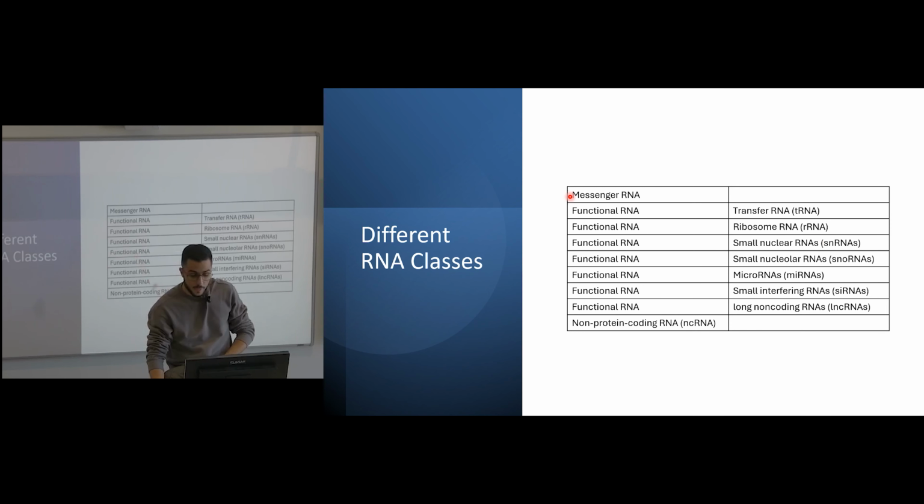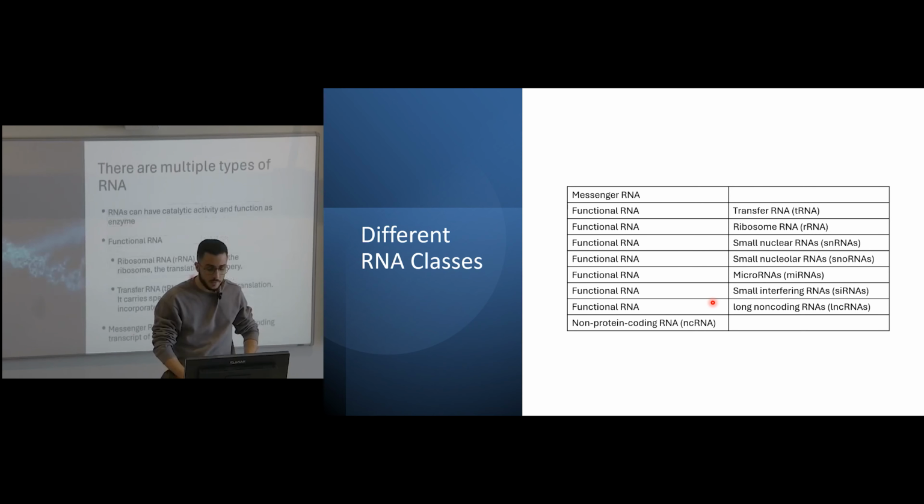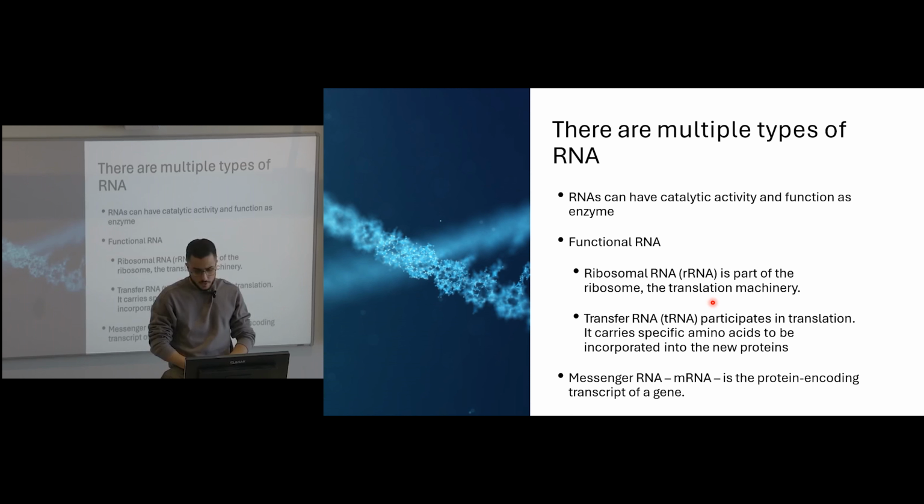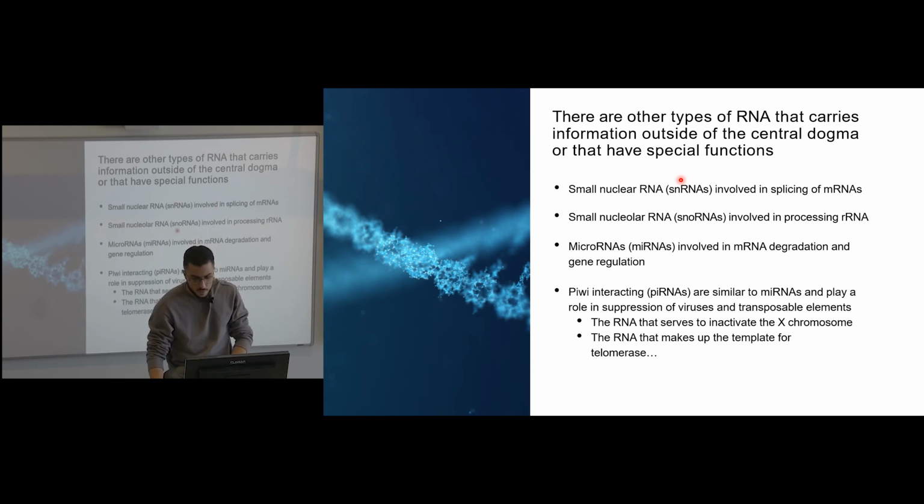There's one more type of RNA, the non-protein coding RNA. So these are just stretches of RNA that have no known function up to now. We don't know what they do, okay? So this is what I just talked about. Right, so there's one more thing I didn't mention: RNA can have catalytic activity and function as an enzyme, and we'll see this. The other types are explained here.